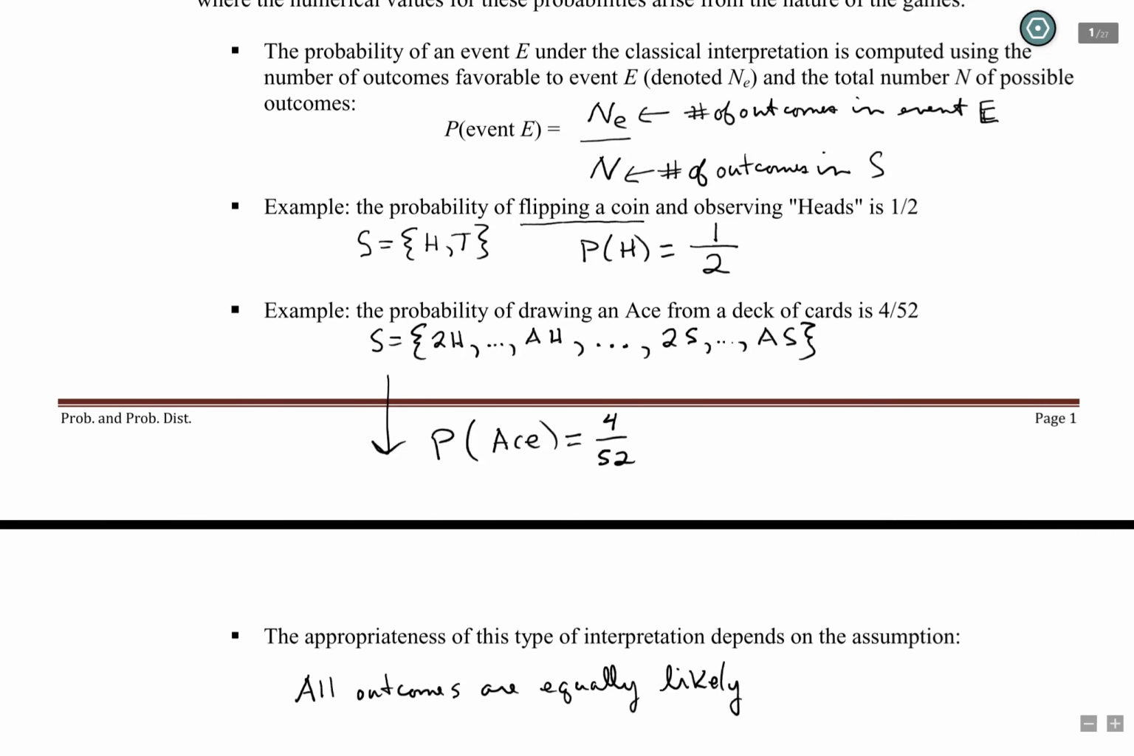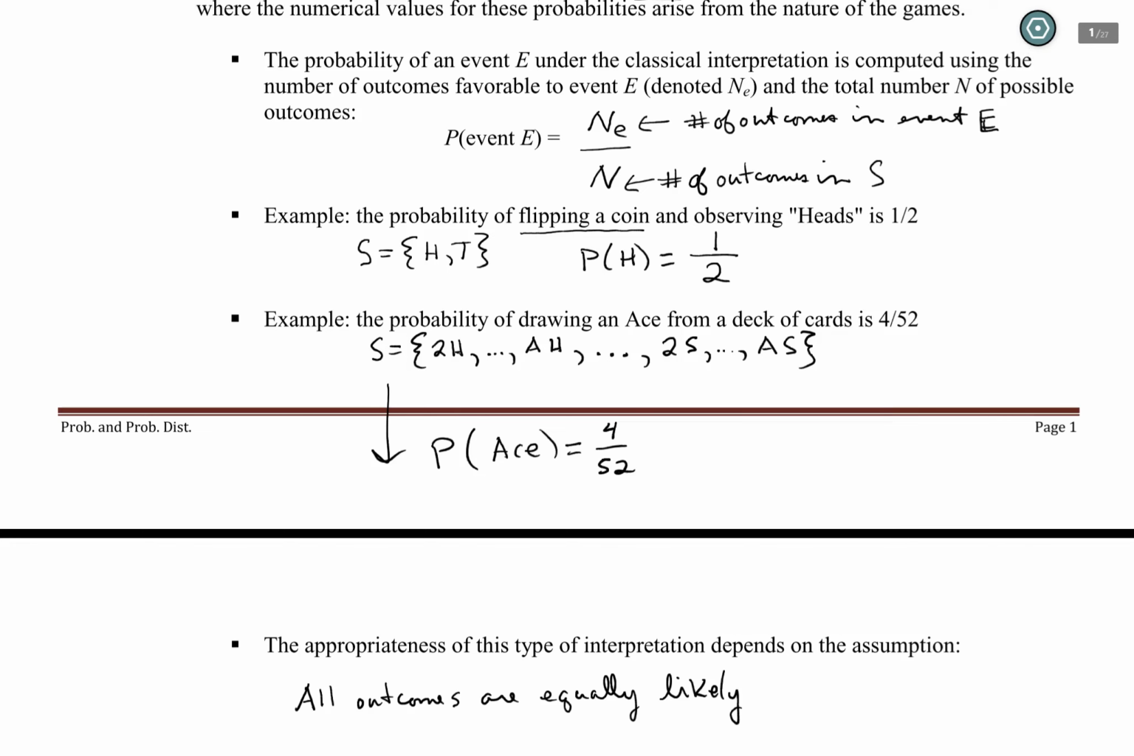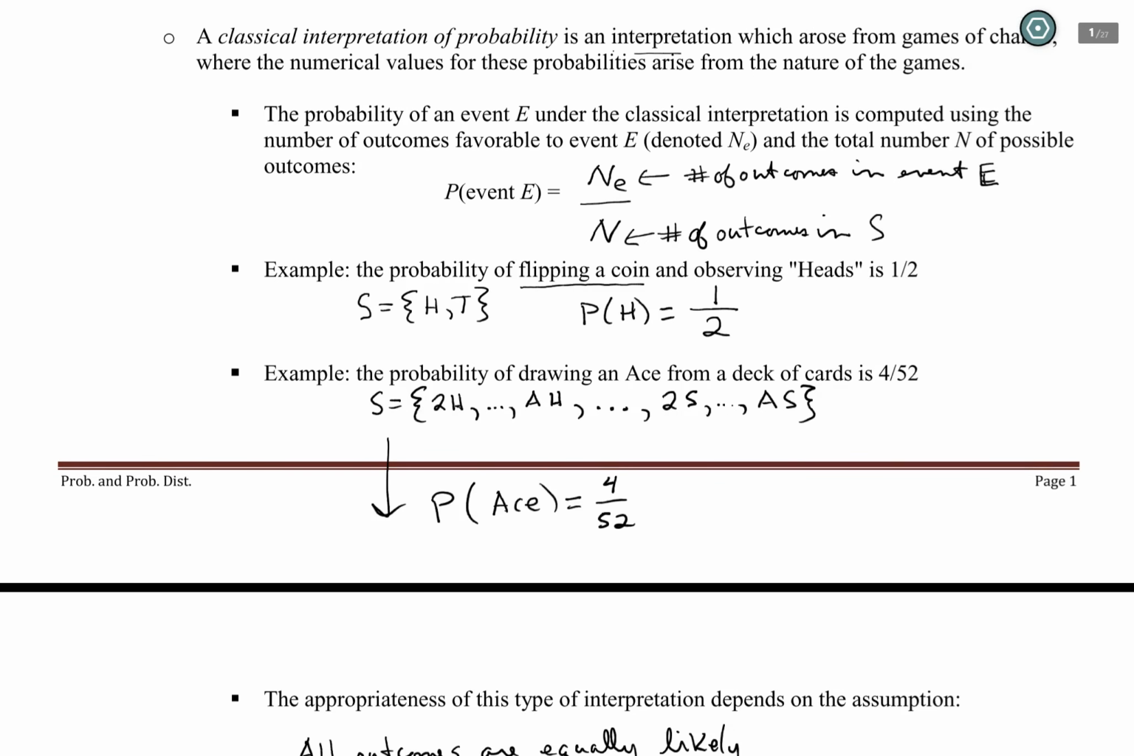Now, in flipping a coin, that's a reasonable assumption. In drawing a card from a deck, that's a reasonable assumption. But there are experiments where that is not a reasonable assumption. For example, if we're considering a rare disease and a person either has it or they don't, then it wouldn't be appropriate to say the chance of that person having it is 1/2, and the chance of them not having it is also 1/2.